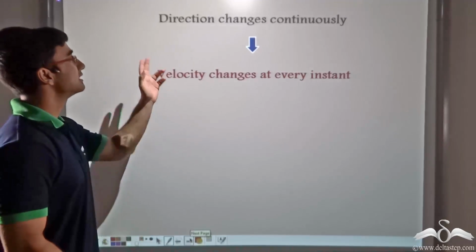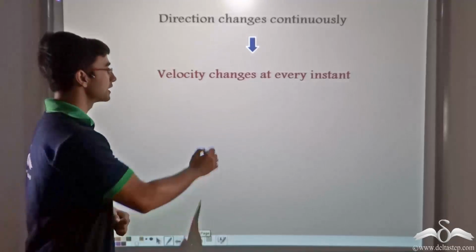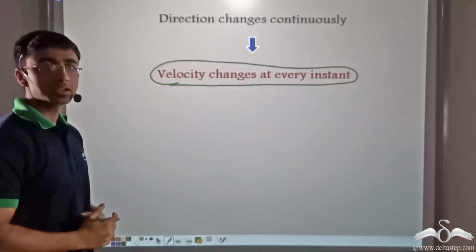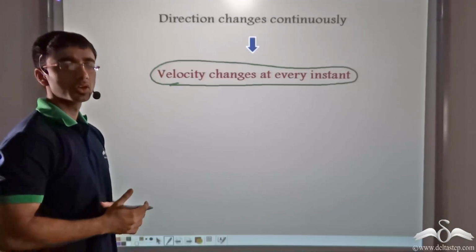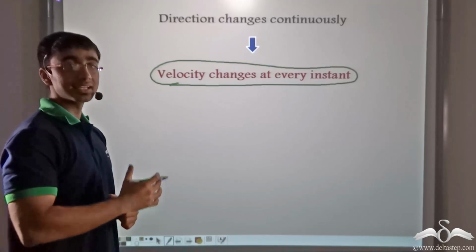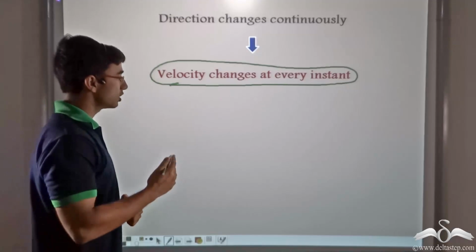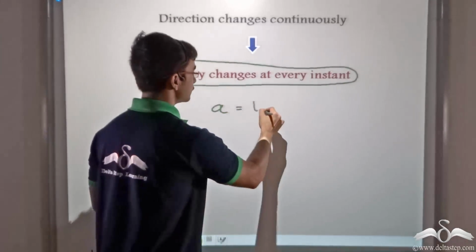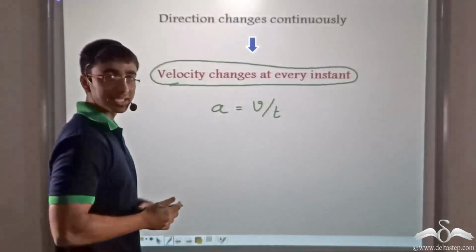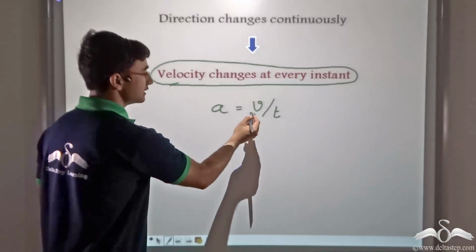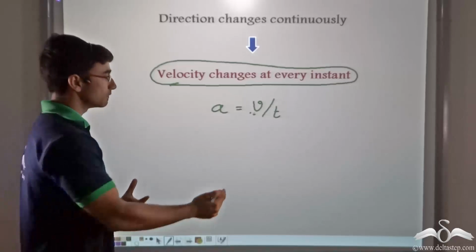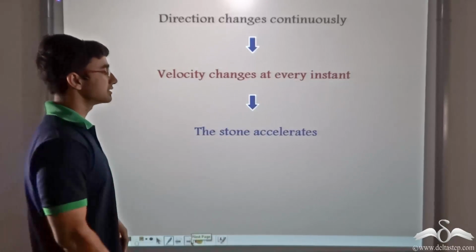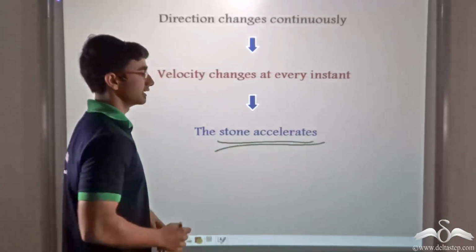As a result, since direction is changing continuously, velocity is changing at every instant. Now, when velocity is changing with time, what can we say? That there is an acceleration present, because acceleration, represented by a, is nothing but change in velocity per unit time. So if the velocity is constantly changing, then obviously there has to be some sort of acceleration present. Thus we can say that the stone accelerates.